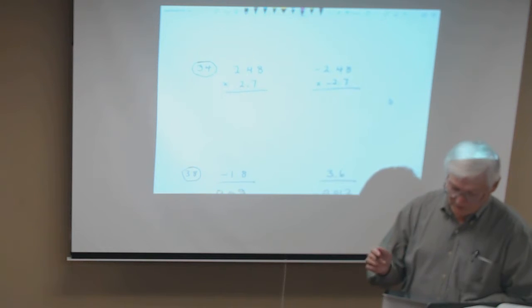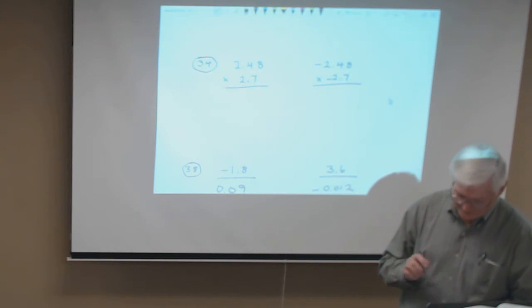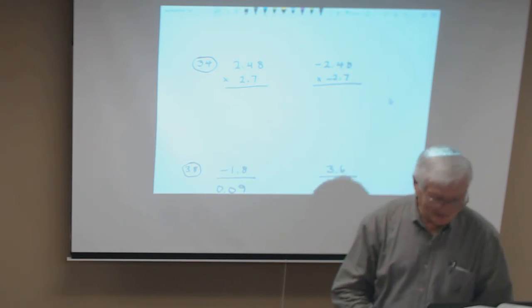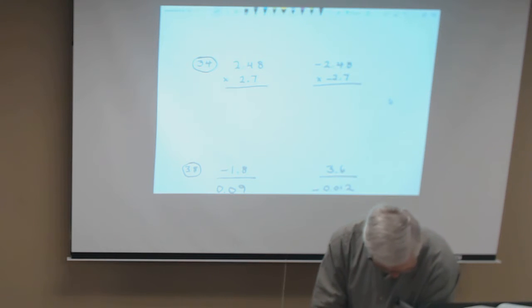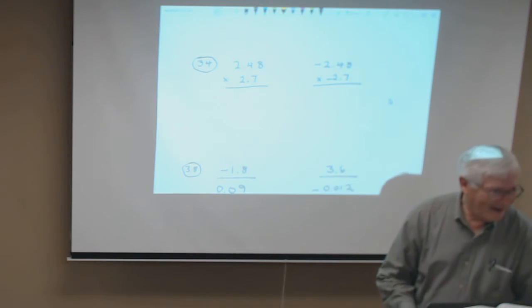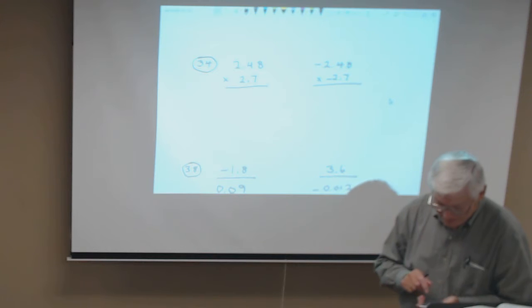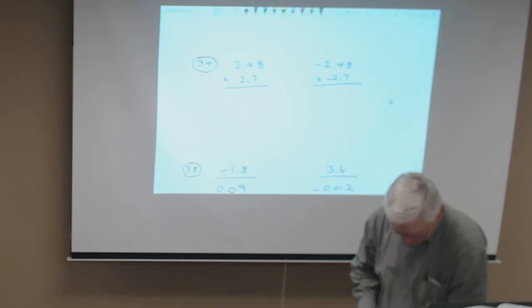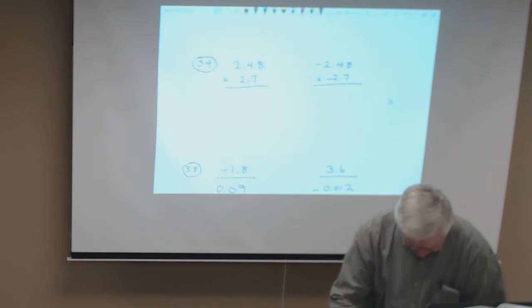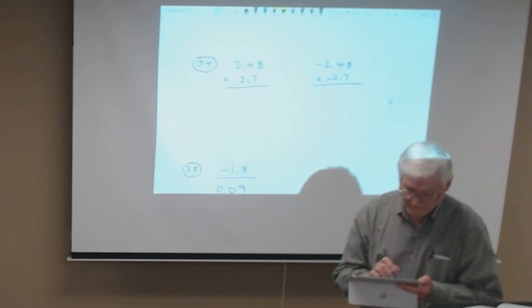Number 34, multiplication. Well, as much as I would like to do it, running out of time. So let's just take 2.48 times 2.7 equals, and what do you get? 6.696. Is that what you got?